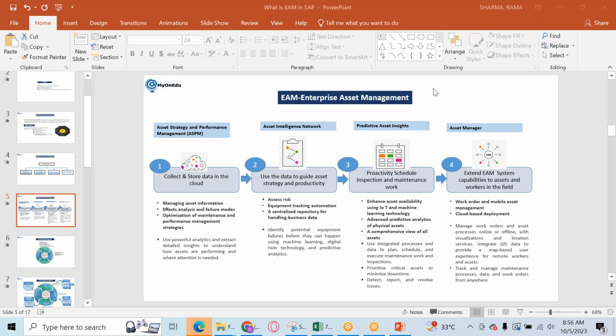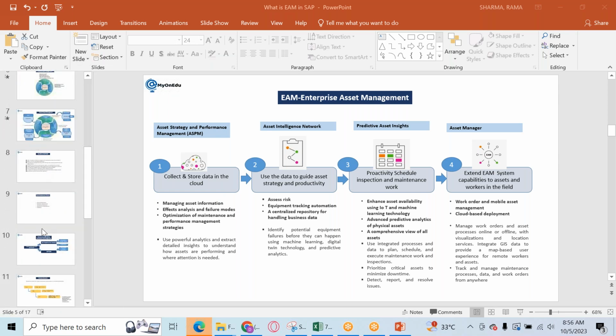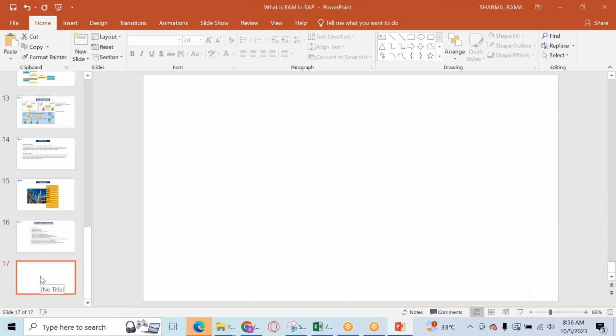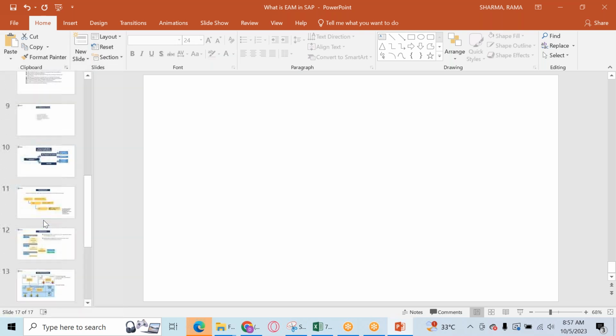And here we are also covering the EM structure: is EM required with PS or without PS, how it works without PS, or how it works with PS. It's without PS. I have taken this as an asset management life cycle.